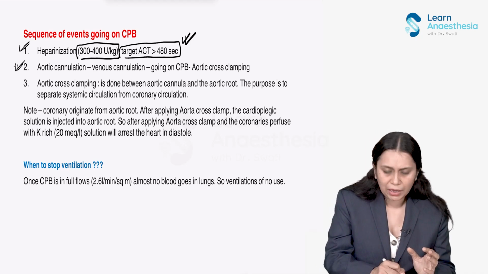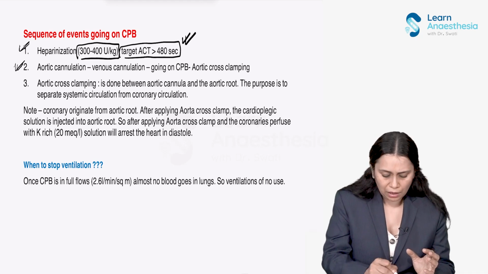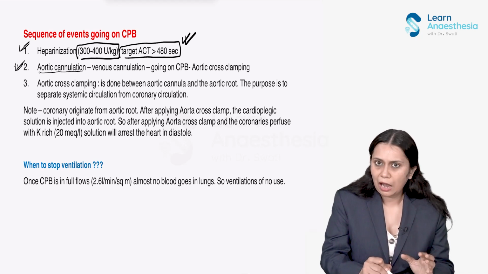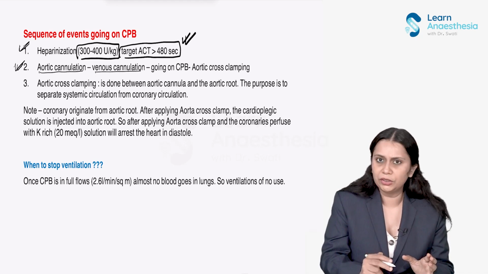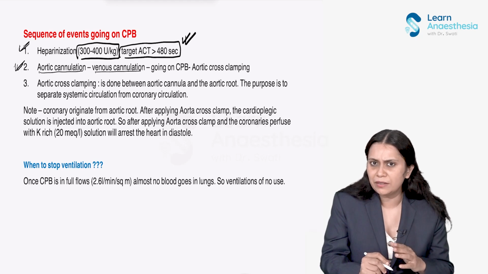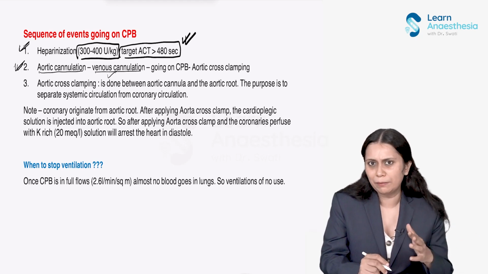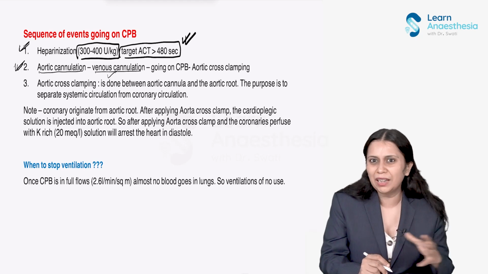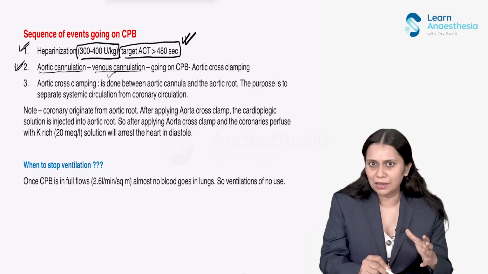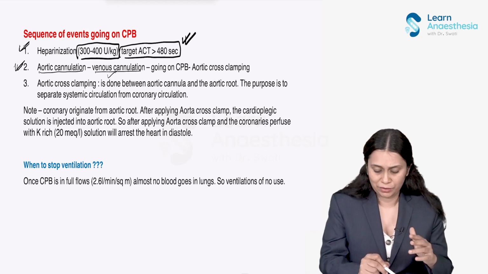Then aortic cannulation is done. After aortic cannulation, venous cannulation is done. Why is venous cannulation done after aortic cannulation? Because if blood loss happens during venous cannulation, it can be sucked into the system, right?